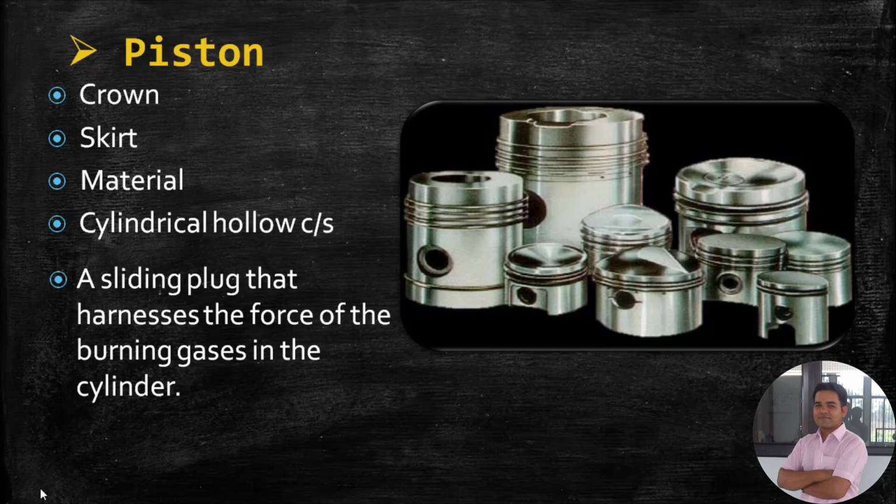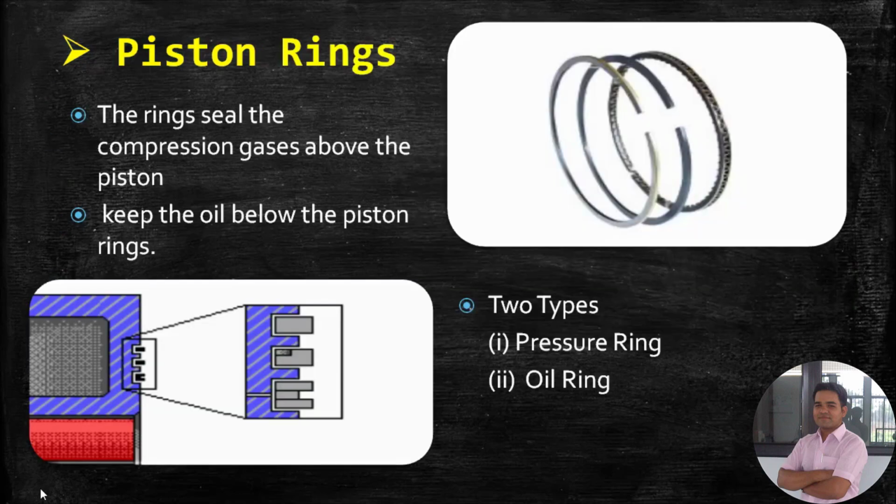The skirt is a very important portion of the piston, because if the piston doesn't have a skirt portion, then the seizing effect of the piston may be created. The material of the piston: a piston can be made of cast iron or aluminum alloy. The next important component is the piston rings.